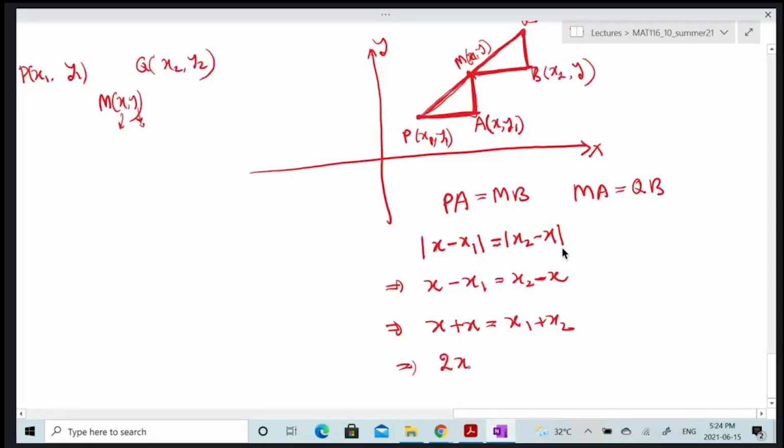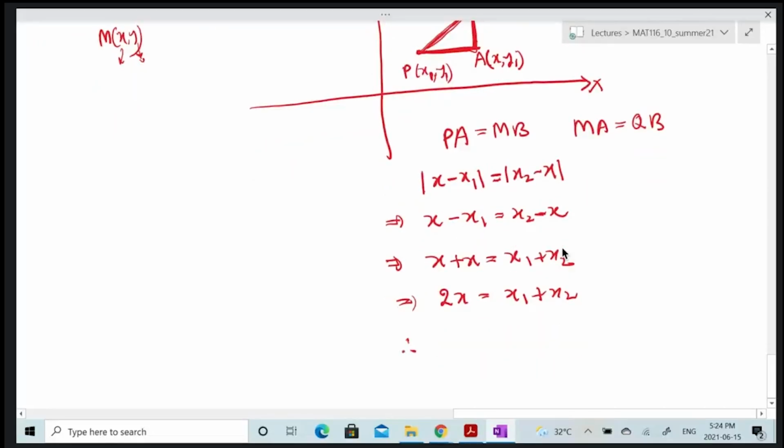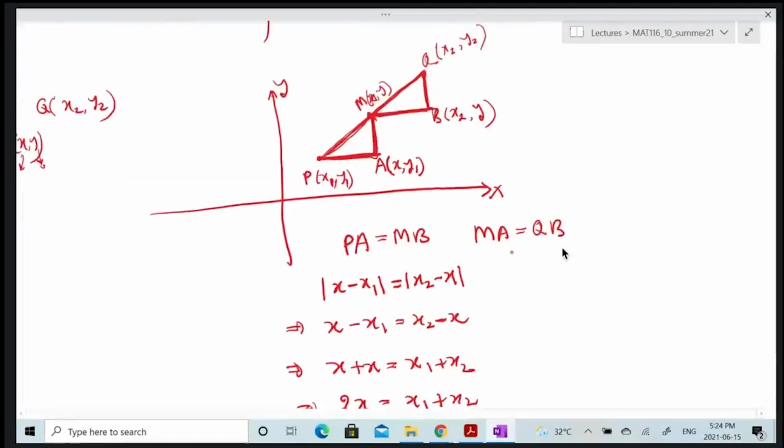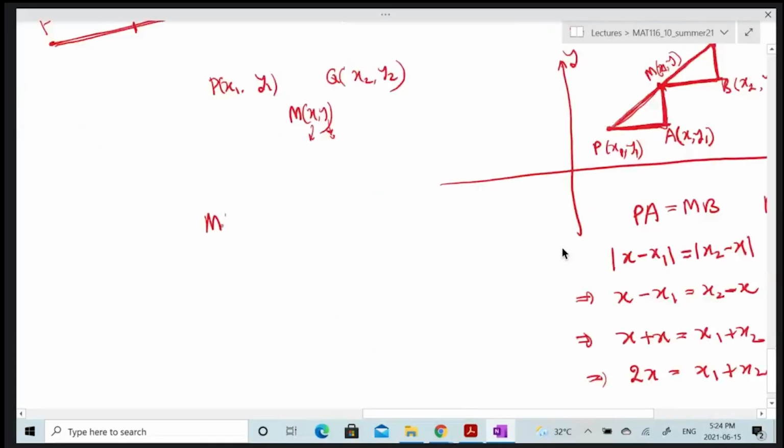So 2x is going to be equal to x1 plus x2. Therefore, x equals (x1 plus x2) divided by 2. And we follow the same procedure for y. So y is going to be equal to (y1 plus y2) divided by 2. So that's the formula. So the midpoint M of (x, y) is going to be (x1 plus x2) divided by 2 and (y1 plus y2) divided by 2.